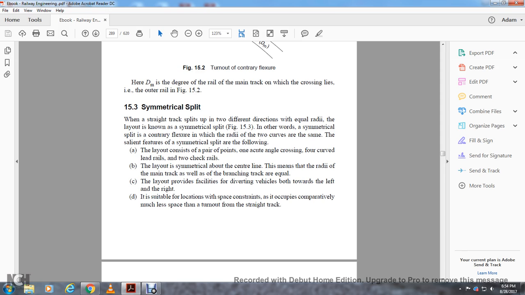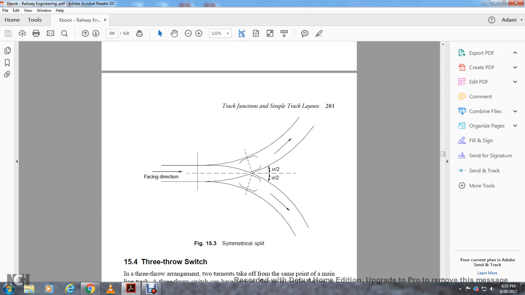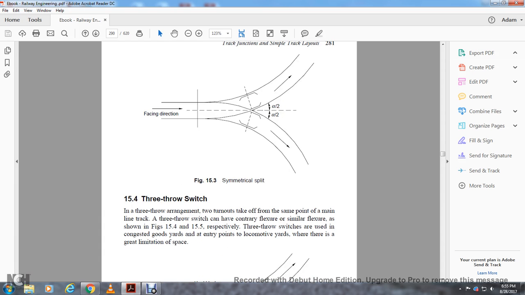The salient features of the symmetrical split are that the layout consists of a pair of switches, one acute crossing, four curved lead rails and two check rails. The layout is symmetrical about the center line, with equal radii for the main track as well as the branching track, providing the facility for diverging vehicles both to the right and left. It is suitable where space constraints exist, with comparatively less speed than the turnout of the traffic. Figure 15-3 shows the symmetrical split.